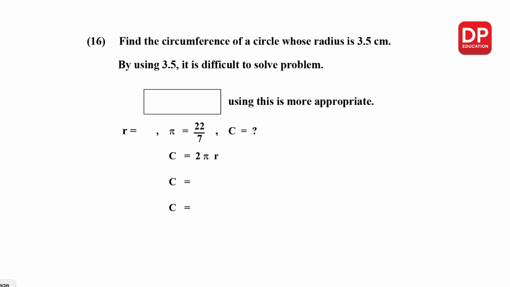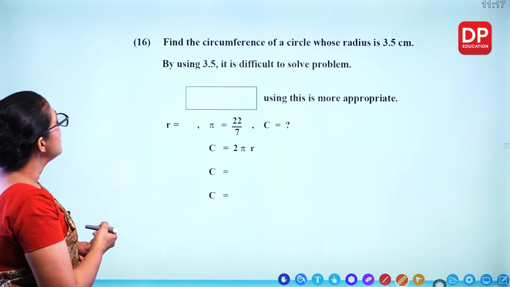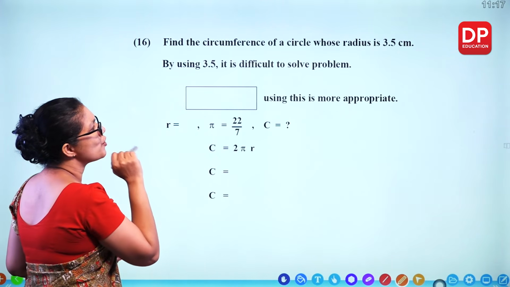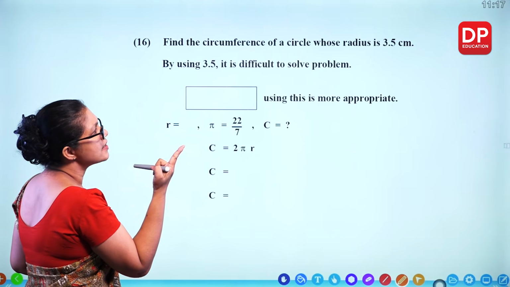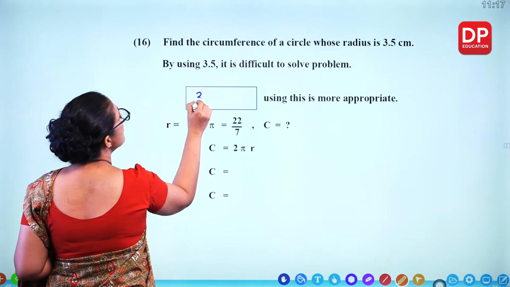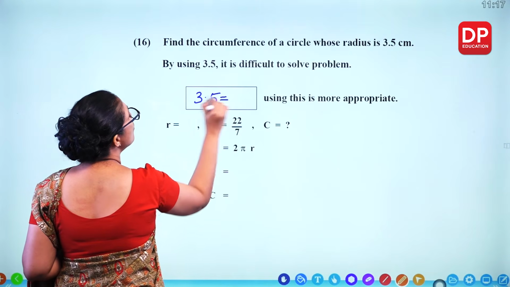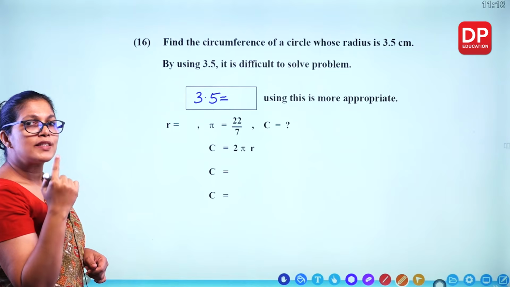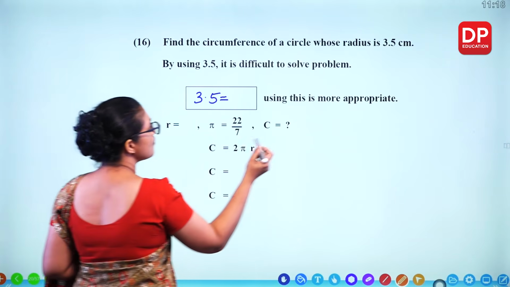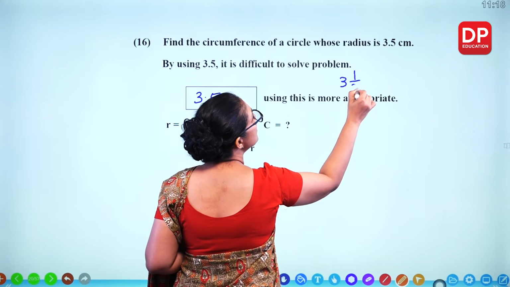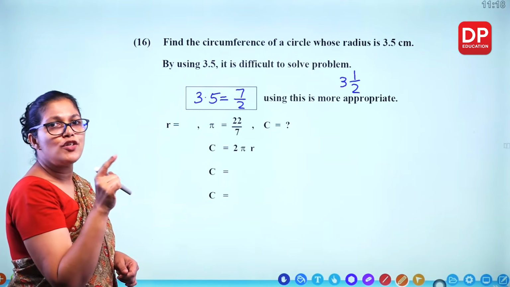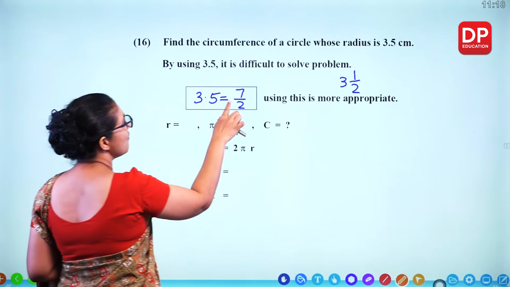Find the circumference of a circle whose radius is 3.5. Now it's a decimal. By using 3.5, it is difficult to solve the problem. So what we do? We can convert 3.5 to a fraction, 3 1/2. So what's the improper fraction? 3.5 means 7/2. So it's easy when you use a fraction, 7/2.